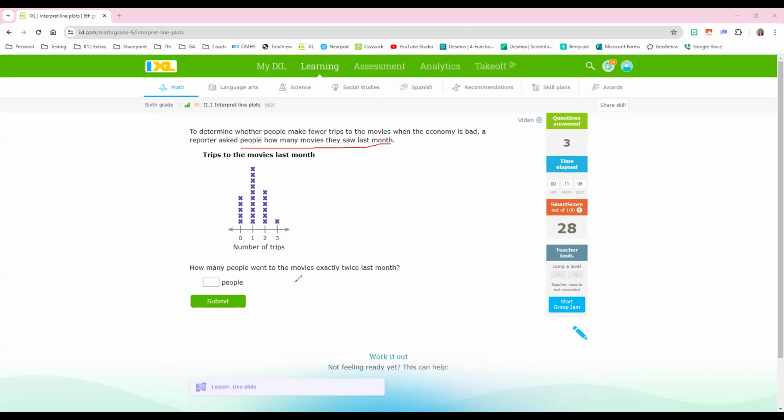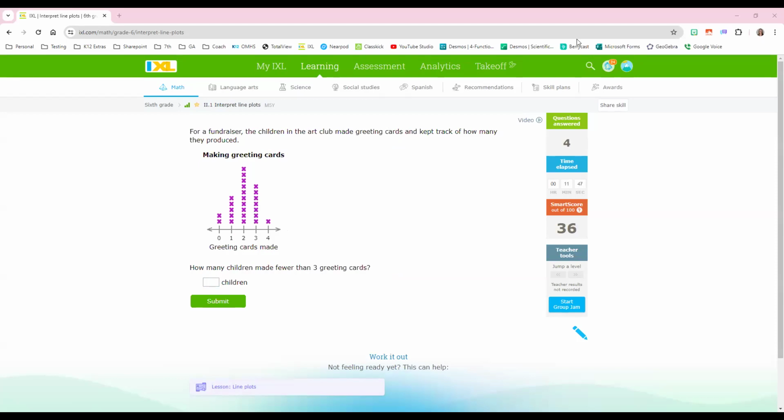And now the actual question that we're focusing on says, how many people went to the movies exactly twice last month? So we want to know who went exactly twice. Well, right here is our 2 column. So these X's above it are all the people that went to the movies twice. So if we add that up, we have 1, 2, 3, 4, 5, 6. So 6 people told us that they went to the movies exactly 2 times last month.